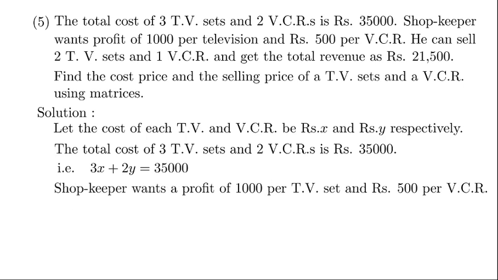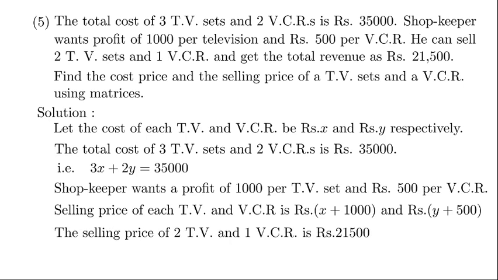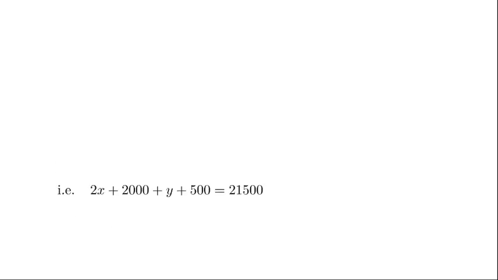Shopkeeper wants a profit of rupees 1,000 per TV and rupees 500 per VCR. Now the selling price will be cost price plus profit. Therefore the selling price of each TV will be rupees x plus 1,000 and selling price of each VCR is rupees y plus 500. Selling price of 2 TV and 1 VCR is rupees 21,500. Means 2 times (x plus 1,000) plus (y plus 500) equal to 21,500. Therefore 2x plus 2,000 plus y plus 500 equals 21,500. So 2x plus y equal to 19,000.